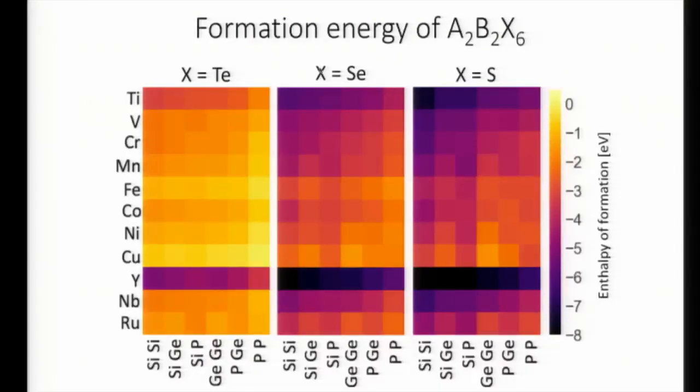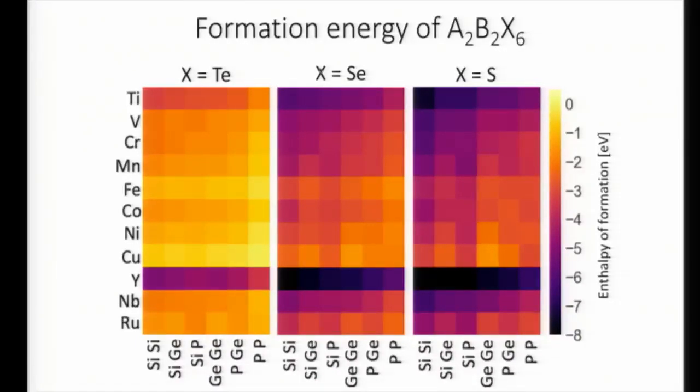Okay, so far I've talked a lot about the magnetic properties: magnetic moment, magnetic order, the magnetic excitation energy. But once we have a structure that has some nice magnetic properties, we ideally want to make it and have it not fall apart in the lab. So we are also concerned with chemical stability, and we'll use formation energy as a proxy for chemical stability. If we do that, we get the following for X equals tellurium, selenium, sulfur.